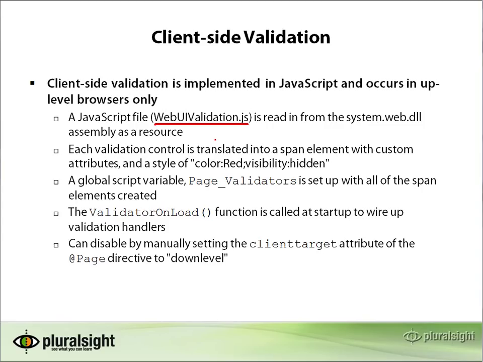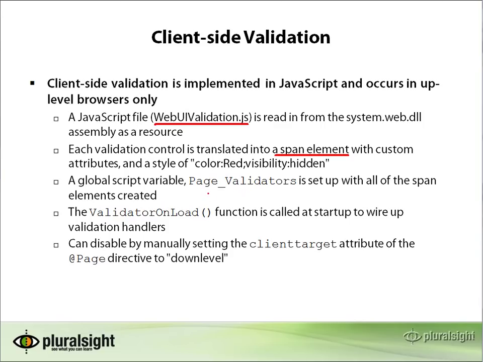Then the other piece of the picture is each validation control renders as a span element, as we've seen, and that span element has an identifier that's going to be referenced by many of these client-side functions to dynamically toggle the visibility of those spans, using a technique very similar to the technique I showed you earlier with our raw client-side validation example.